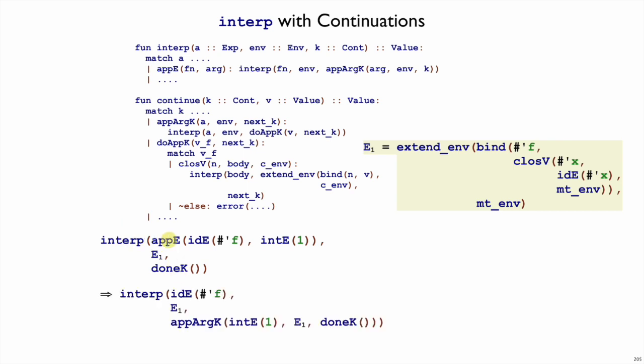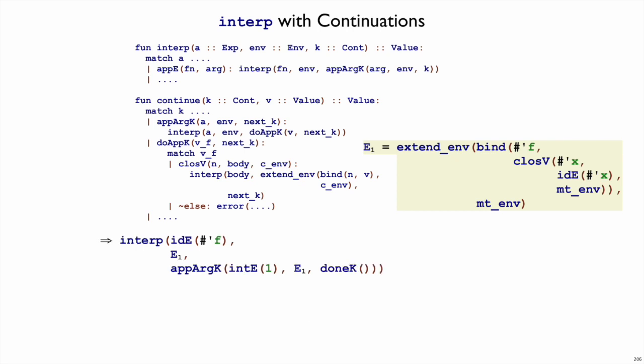So the way this works is the app e case will start interpreting the function expression. That is, it'll start interpreting f in the current environment e1. We will remember that after we get a function, we need to interpret 1 and then actually perform the application, and then we'll be done. When we interpret the id f, we haven't shown it on the slides, but of course you use lookup on the environment and you get a value back right away.